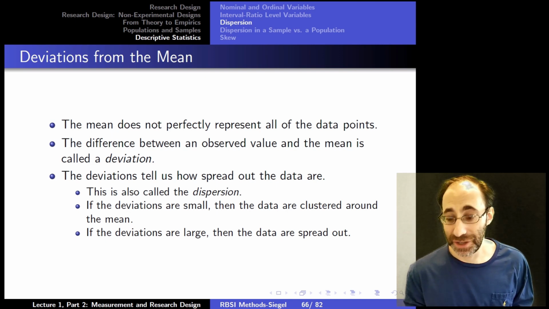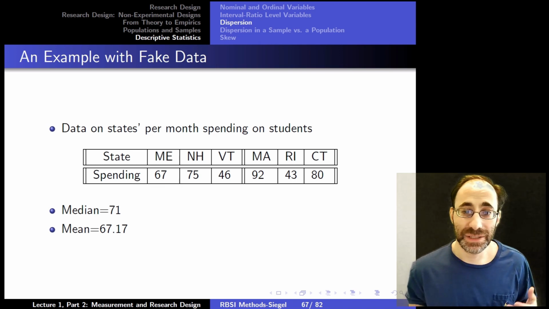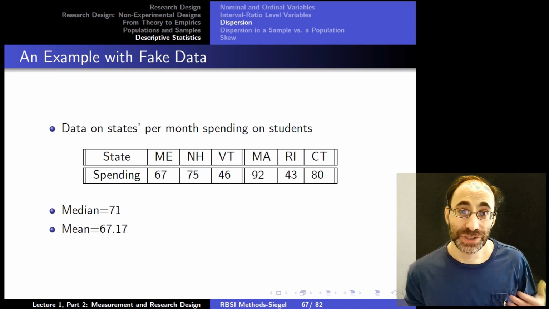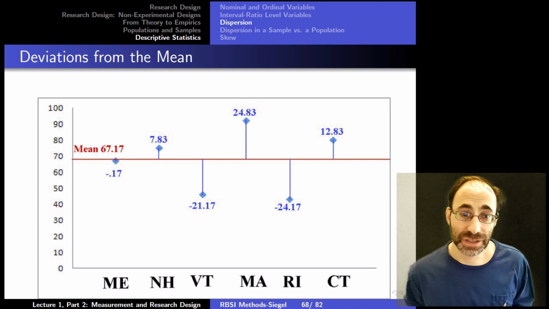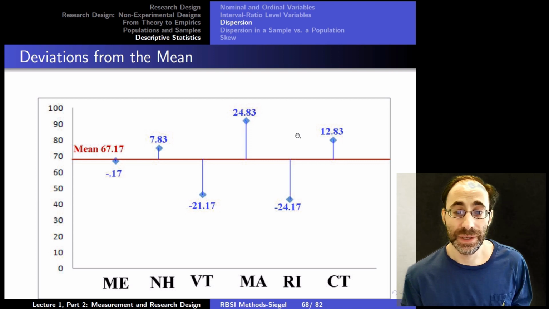To get a sense of what that looks like practically, let's look at some fake data. So here's 6 imaginary states' spending on students per month. The mean and the median are pretty close together in this case. And we can calculate deviations and put them on a plot here. So for all 6 states, we see some deviations are negative, some are positive, some are big, some are smaller.